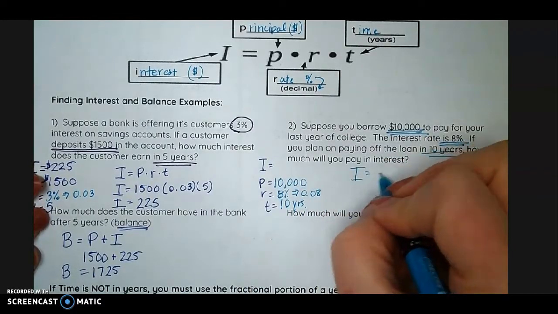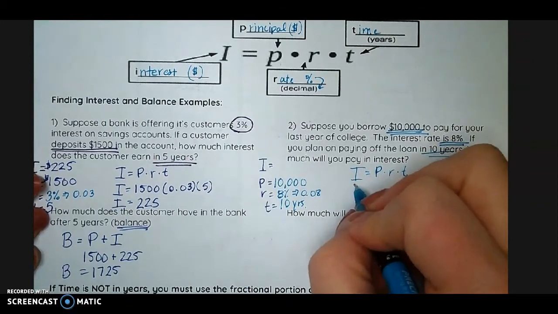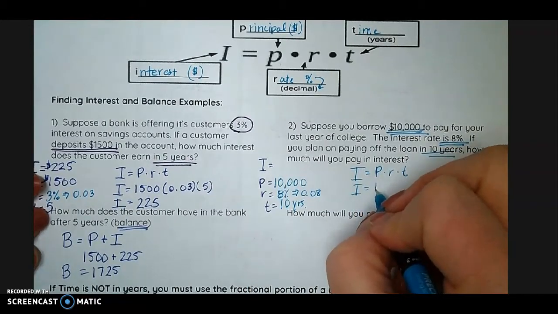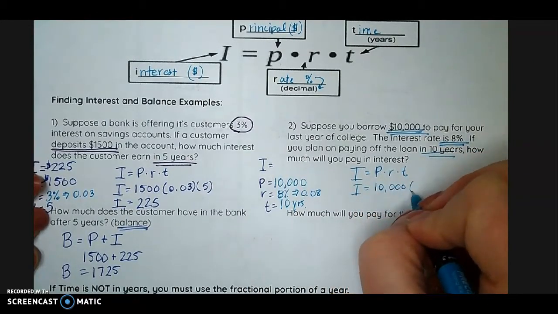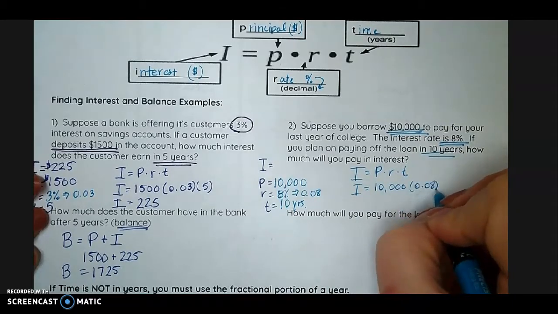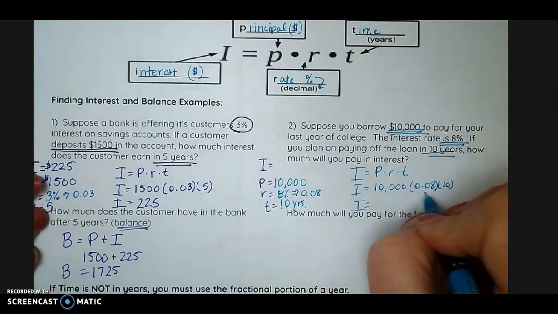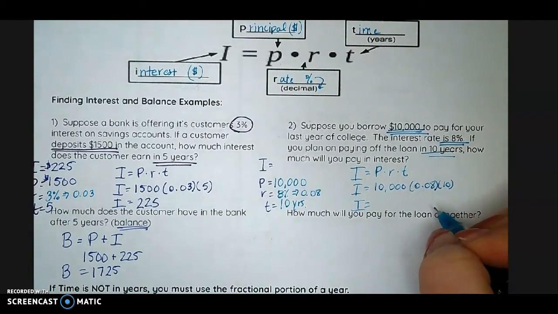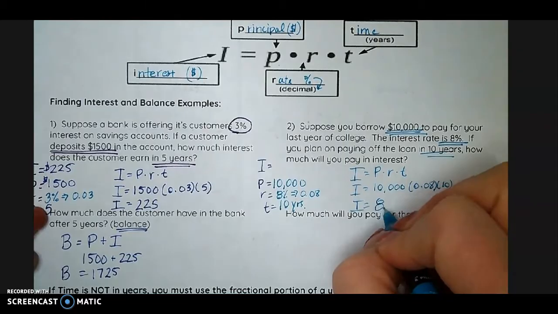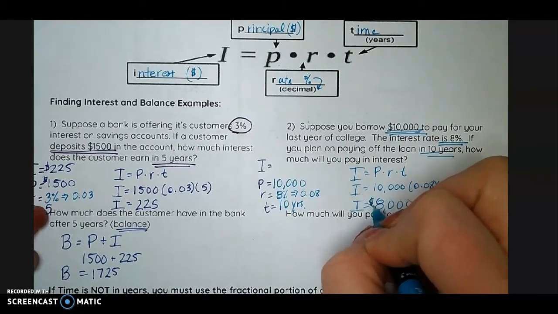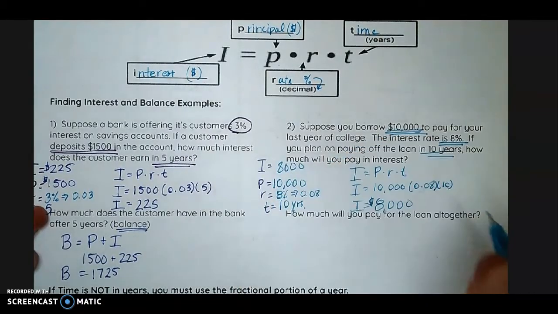So once again, I'm looking for my I. I'm looking for my interest in dollars. When I put these in my calculator and I multiply, you're going to find that you pay $8,000 in interest, which is almost double the amount that you borrowed.